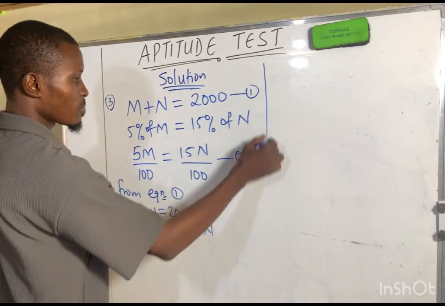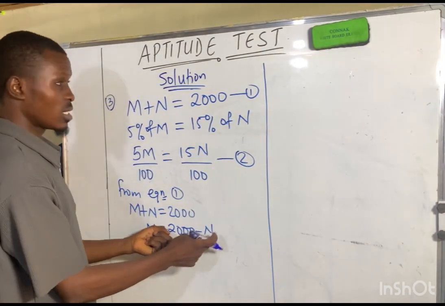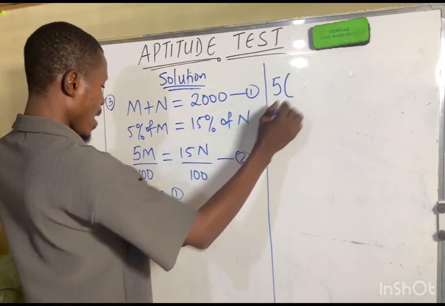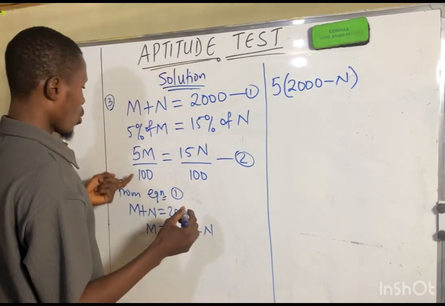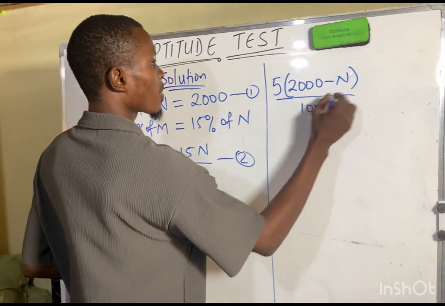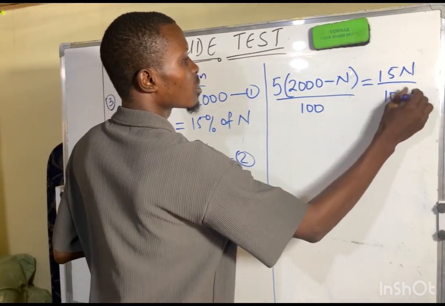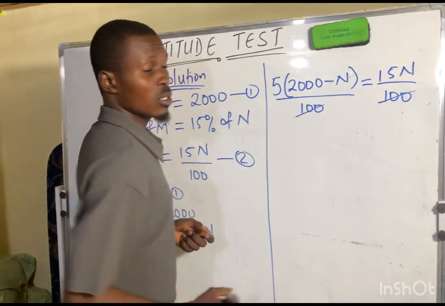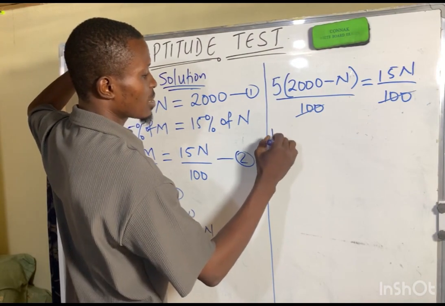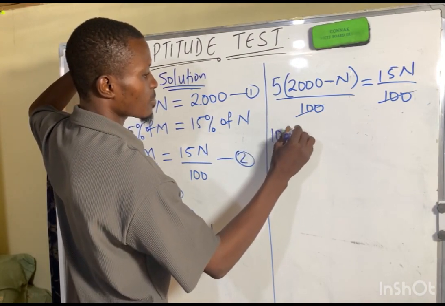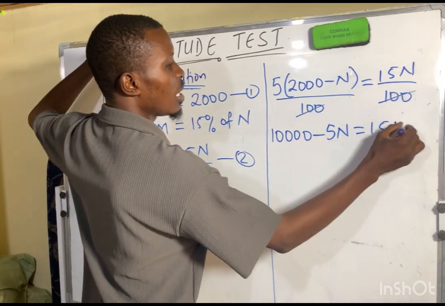So if I substitute here, I see M, so I'll substitute with this. I'll have 5 times (2,000 minus N) over 100 equals 15N over 100. This 100 will cancel out with this 100. Expand the bracket: 5 times 2,000 is 10,000, minus 5 times N, 5N, equals 15N.